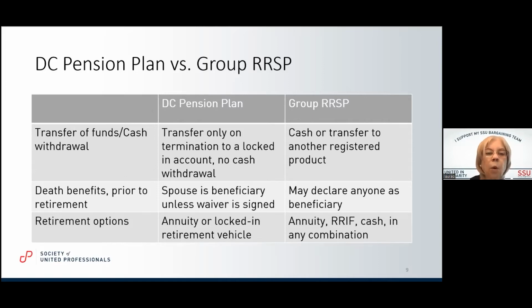Another statutory requirement for registered pension plans is that the spouse must be the beneficiary unless they sign a waiver. A group RSP, the employee can declare anyone as a beneficiary. And then again, the retirement options, the big differences between locked in or not locked in. So with a defined contribution plan, once you do reach retirement, the funds must be transferred into some kind of retirement vehicle that only allows you to withdraw certain amounts so that you're not spending it all at once or using it all at once. With the RSP, again, you can take out as much as you want.